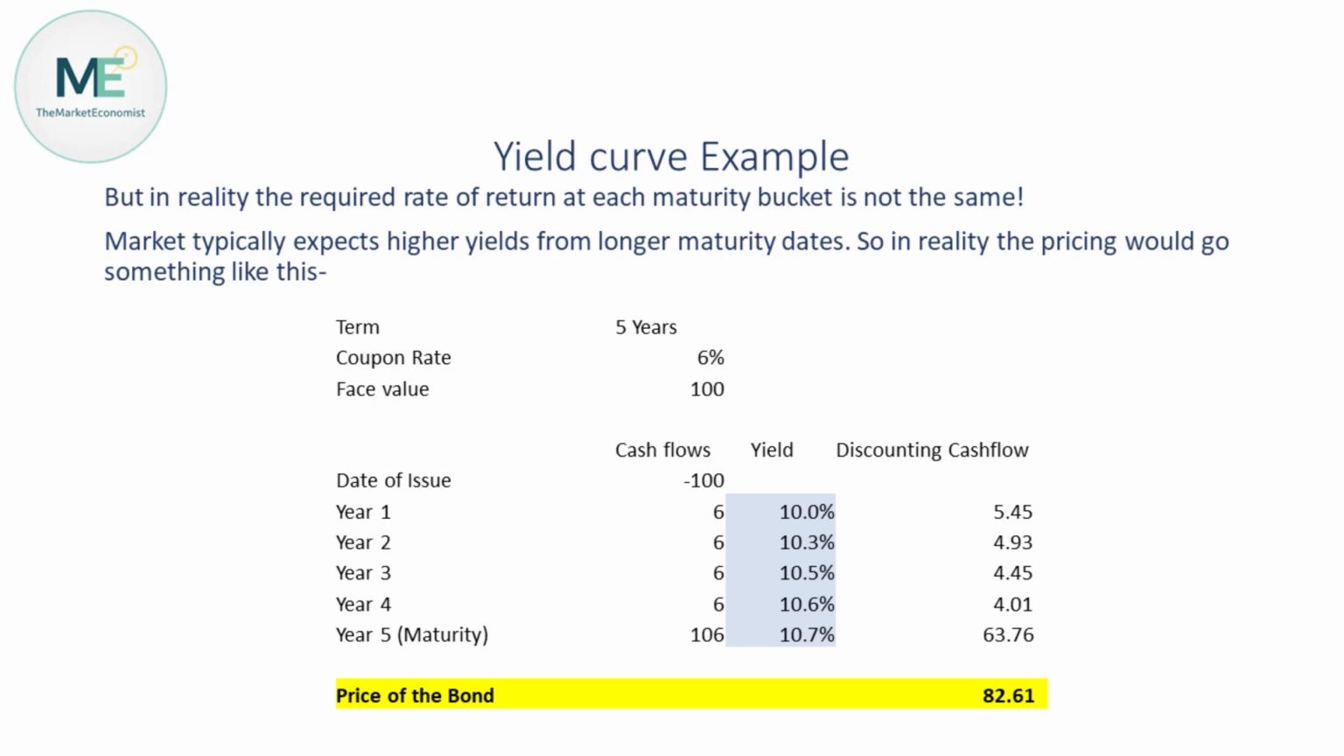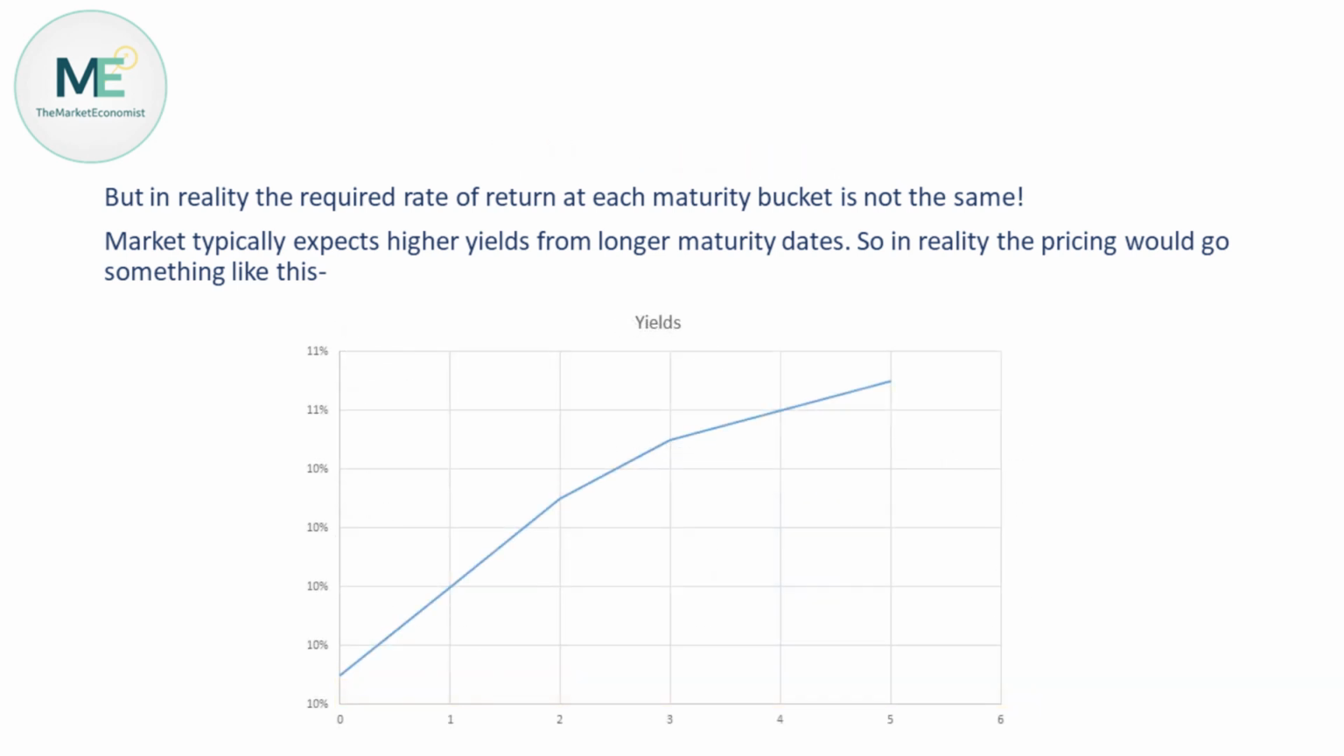So now when we arrive at discounted future cash flows, we get 5.45 rupees, 4.93, 4.45, so on and so forth, and the price of the bond is slightly lesser than the price of the bond we arrived at using just 10% as a discounting factor in the previous example. So now the price is 82.61. So for higher yields, the discounting has made the price of the bond go lesser to accommodate the higher discounting. So here is how the yield curve actually looks like.